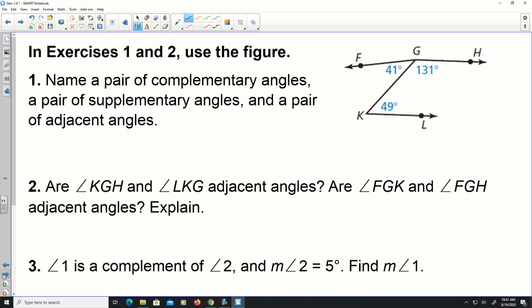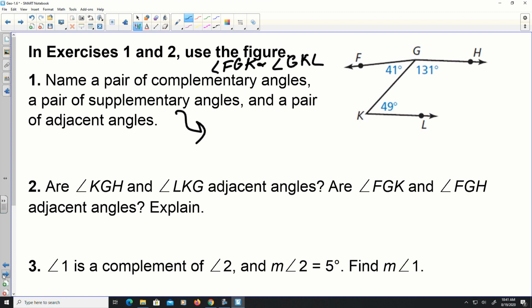In this situation, we've got this diagram. It says name a pair of complementary angles, a pair of supplementary angles, and a pair of adjacent angles. For complementary angles here, let's see what adds up. We've got 49 plus 41, is that 90? So I can say that angle FGK and angle GKL are complementary.